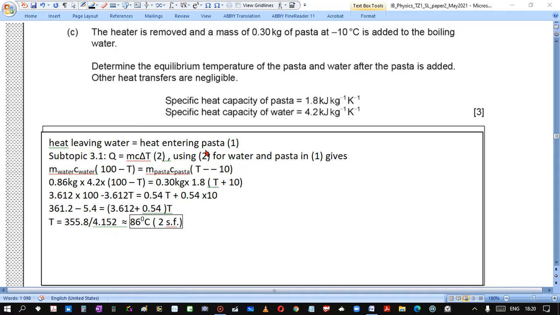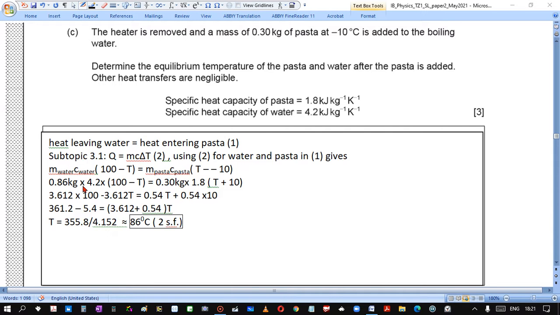Using this formula and also rewriting equation 1 using this formula, we get on the left for water, heat leaving, on the right for pasta, heat entering. So the temperature of water decreases from 100 to T, so the change is 100 minus T. For pasta, it increases from 10 to T, so the difference is T minus 10.